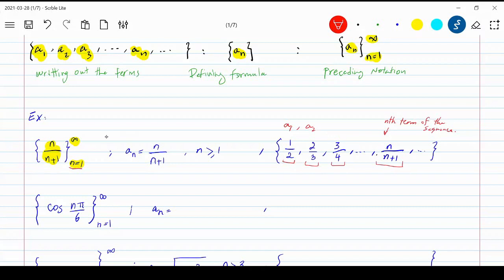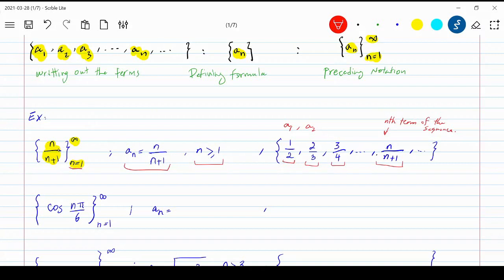So what is the corresponding formula? The defining formula is that a_n is basically represented by n divided by n plus 1. And our initial assumption is that n is greater than or equal to 1. Not always do you start with 1, but in this case we can start with 1 and you get this corresponding sequence. We could have started with 0 as well. Normally we assume that we start with 1, but that's not always the case. So here we should notice that you're given all three forms of this sequence.